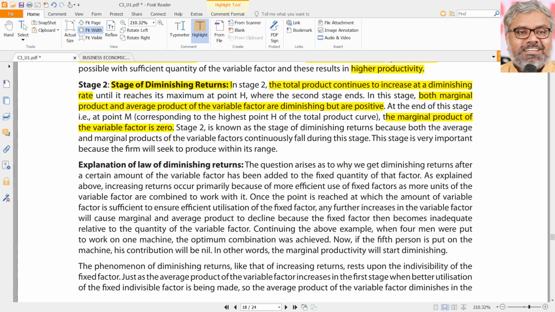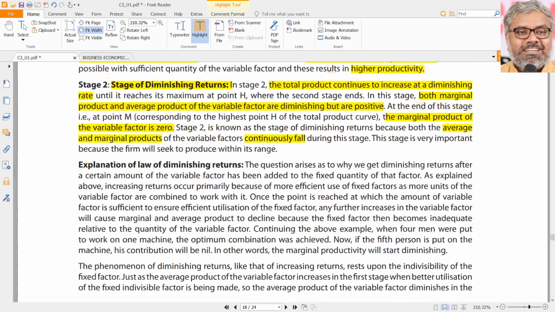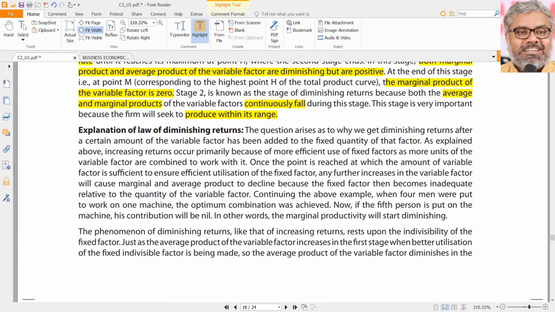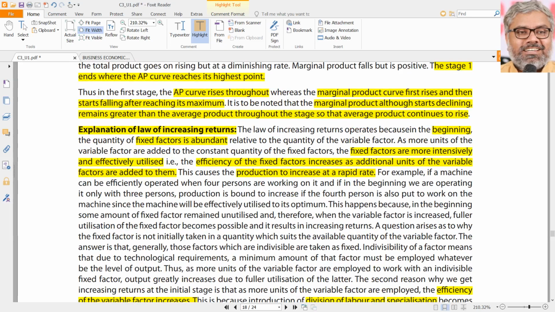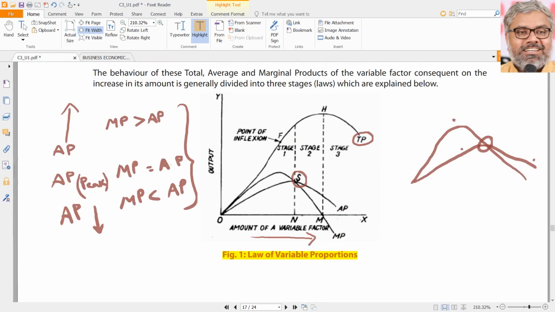Why do we call it diminishing returns? Because both average product and marginal product are continuously falling in this stage. So we call this a stage of diminishing returns. Right? Actually, most of the firms will produce and stay in this stage only. So that is why this stage is very, very important. The law of diminishing returns is almost dependent on this stage. Increasing returns happen only in the beginning; they are not going to be sustainable for a long time.